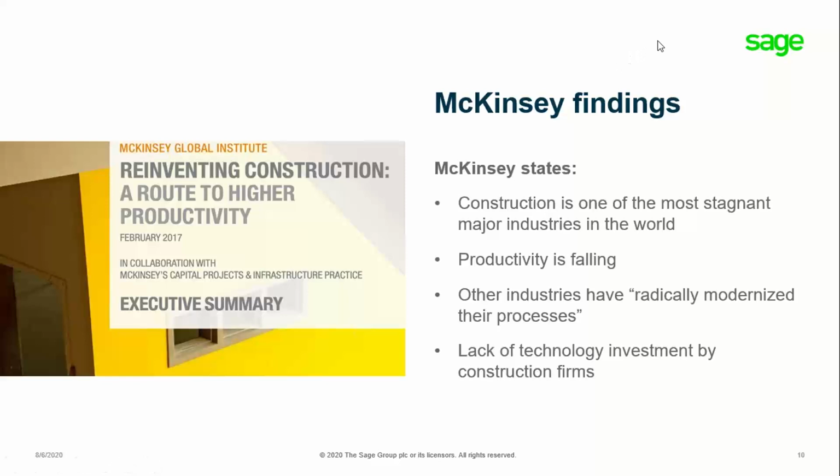One is construction is one of the most stagnant major industries in the world. Productivity is falling. We saw that. Other industries have really taken the time to radically modernize their business processes, while construction hasn't. And then a lack of technological investment by construction firms.